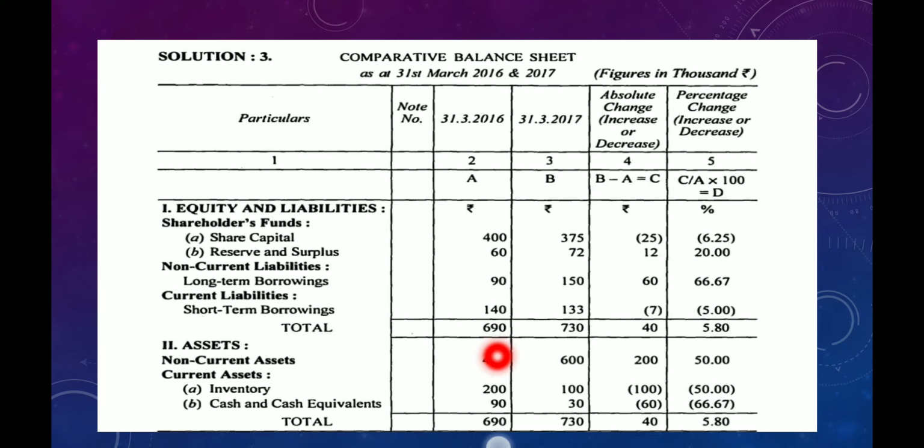After that, all the figures are placed the same as above. Non-current assets are 400 and 600. The figure is 600 minus 400, that is 200, and 200 divided by 400 into 100 is 50%. So by placing all the data in columns, that is the previous year column, current year column, absolute change, which is found by B minus A, and after that percentage change, that is C upon A, the absolute figure upon the previous year figure into 100, you can find D, that is the percentage change. It is quite easy, you can easily solve them.